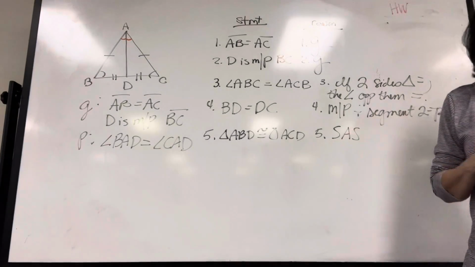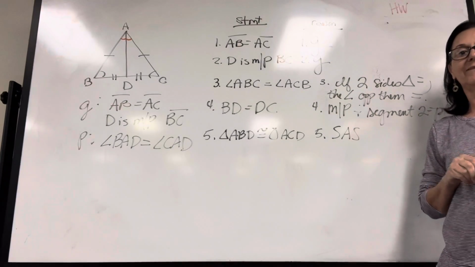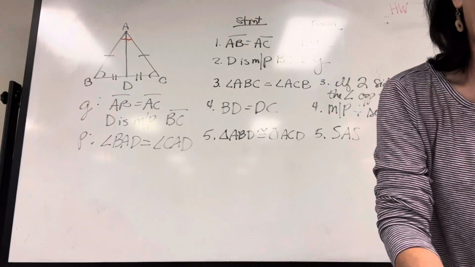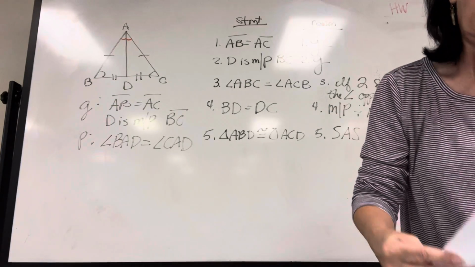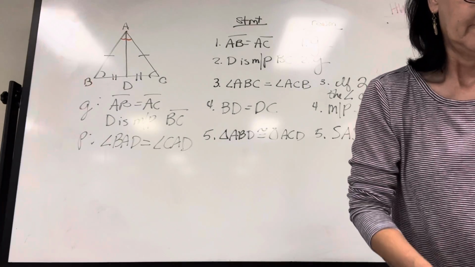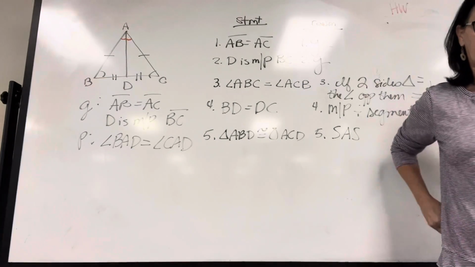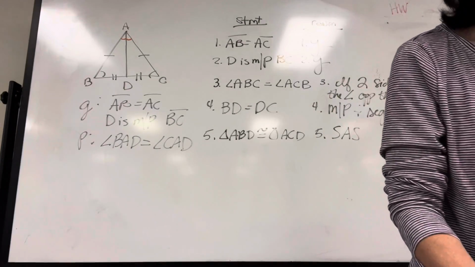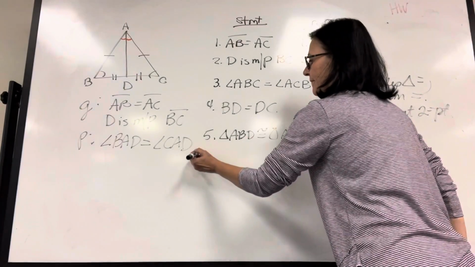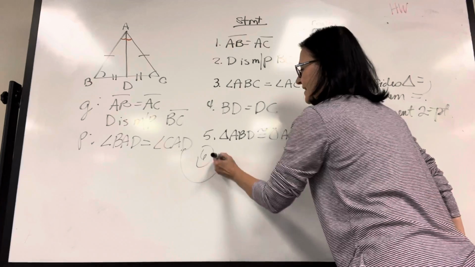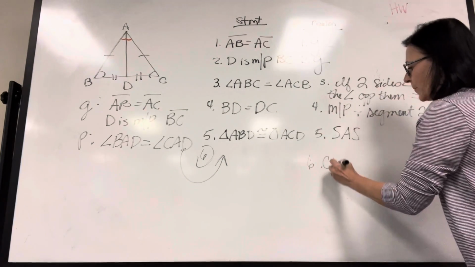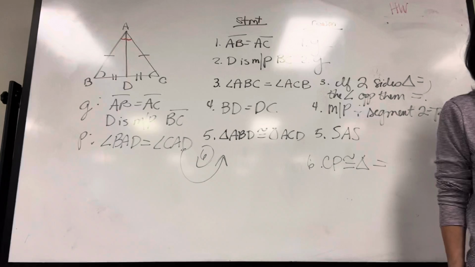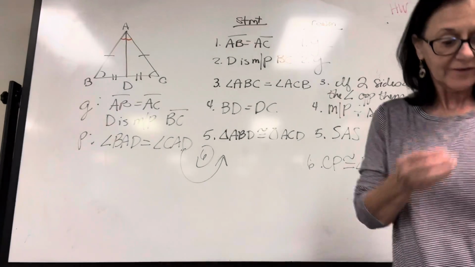All right, where am I going from here? We're going to let somebody else answer. Where are we going from here? That's right. It's this because corresponding parts of congruent triangles are equal. Right? Are you getting this? Sort of? A little bit?